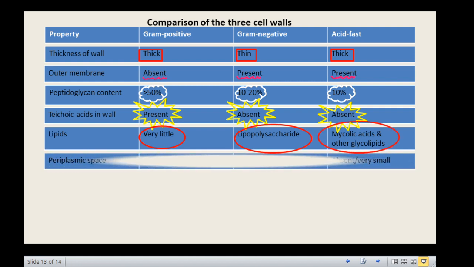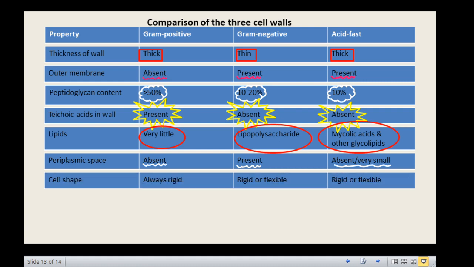The periplasmic space is generally absent in the gram-positive cell wall and acid-fast cell wall, but present in the gram-negative cell wall and harbors many enzymes and other molecules, as we have already studied. The presence of these different types of cell walls imparts a rigid shape to the gram-positive cell wall, and generally speaking can be either rigid or flexible in the case of gram-negative and acid-fast cell walls.